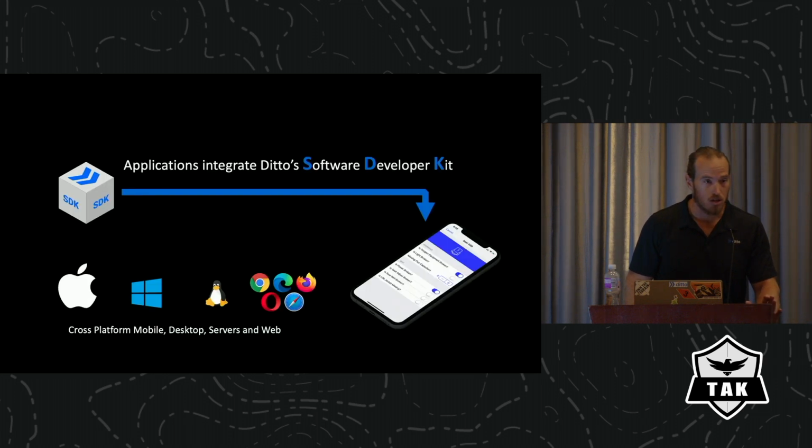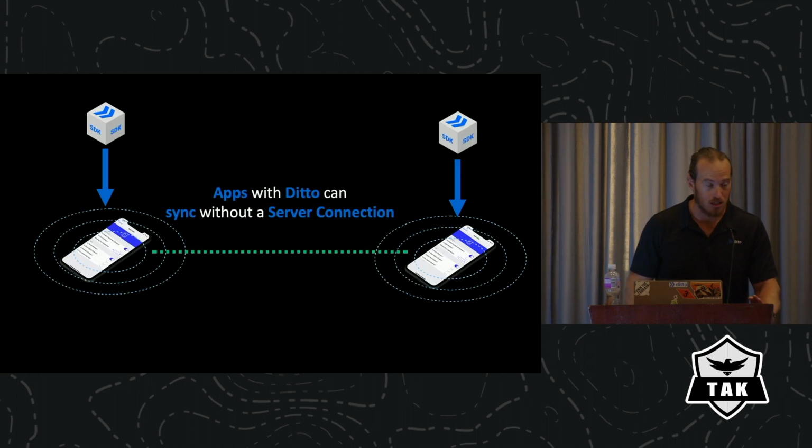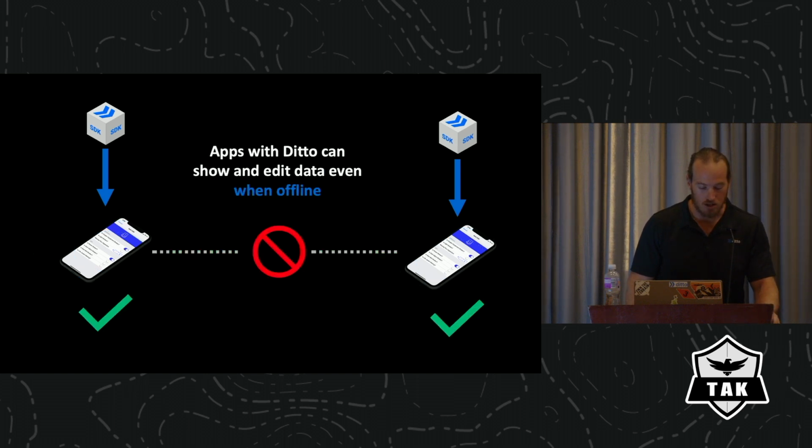So Ditto is an SDK, and it's essentially two things. It is a mesh network combined with a database. The database portion of Ditto allows you to read and write data onto the storage disk of the device itself, so that even when devices are disconnected, you can read and edit that data. Think of it like a Google Doc, like a Google spreadsheet. You can just edit while it's offline.